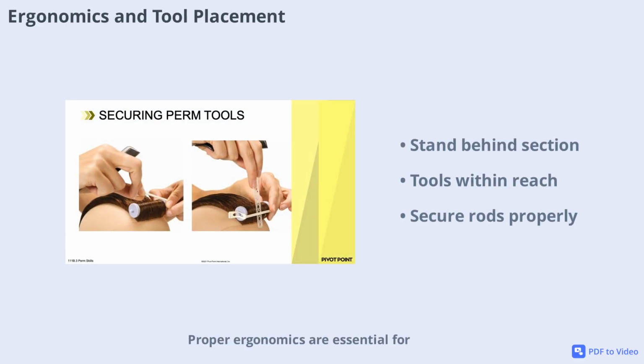Proper ergonomics are essential for a comfortable and efficient perm service. Stand directly behind the section you're wrapping, keep all tools within easy reach, and avoid bending or raising your shoulders uncomfortably. Secure all perm rods with stabilizers or picks to maintain their position throughout the process.